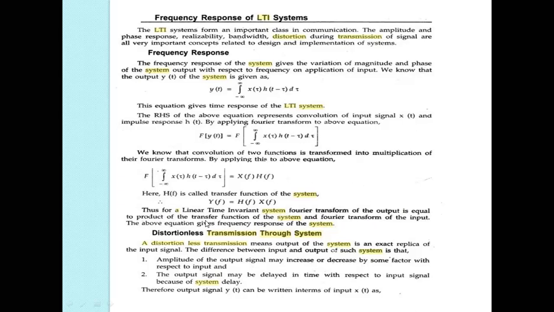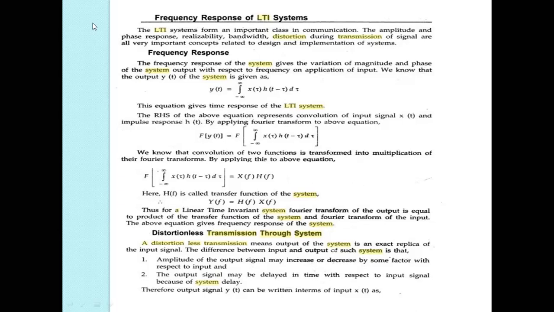See again, the product of the transfer function of the system. Why am I calling it a transfer function of the system? Transfer function is nothing but output by the input. Here H of f we can call a transfer function, and the Fourier transformation of the input. What is the input here? X. The above equation gives the frequency response of the system.